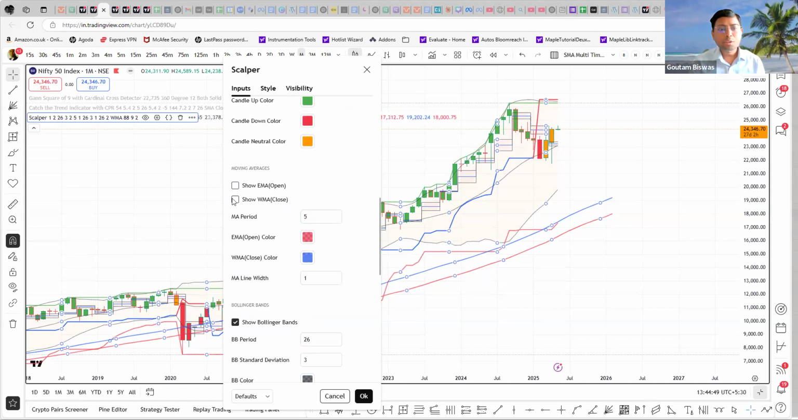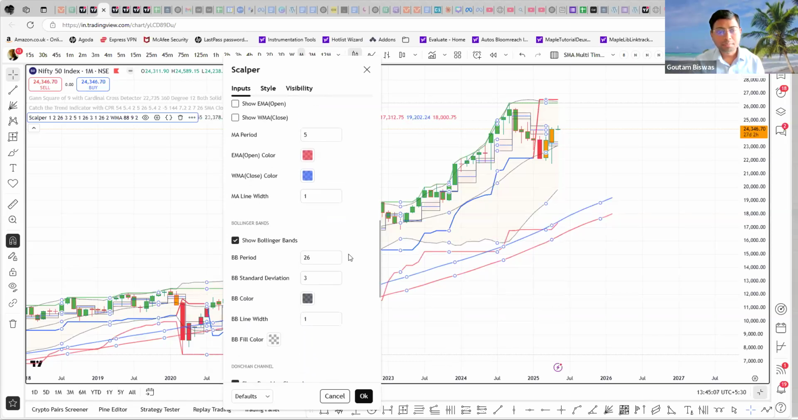These two EMAs are short term. This gives you the fastest entries and exits, but I have preferred not to use it because it becomes too cumbersome when you use too many things. So I've kept it off. If you want to use this, you can, but it is not required, not essential, right, for the trade setup that I'm going to discuss.